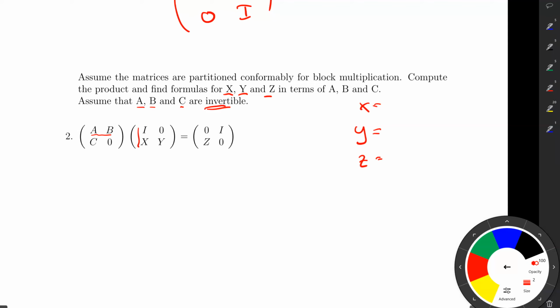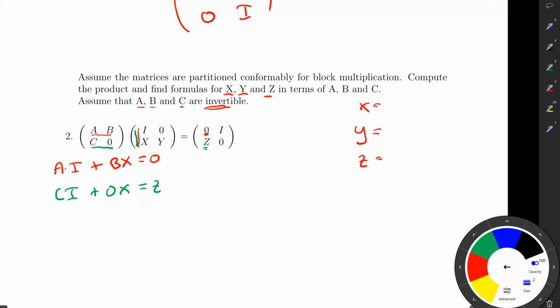So this row times this column, and order matters, right? A times I plus B times X. That's the first entry. How about we just do the comparing of the entries in the matrix right now? That will give me 0, right? First row, first column gives me this entry right here of 0. All right, so let's take the second row times the first column. So that gives me C times I plus 0 times X, and that would give me this entry of Z.